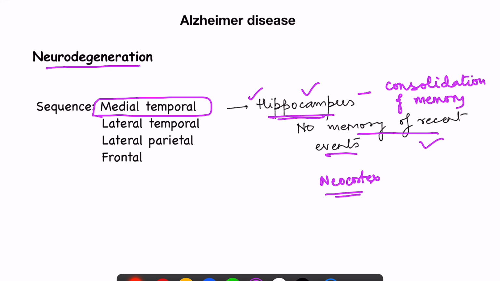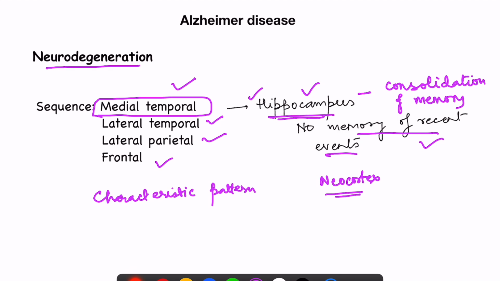Initially, the temporal lobe, in fact the medial region of the temporal lobe, is affected. Then the lateral temporal regions are affected, then the lateral parietal regions, and then the frontal regions. Because the degeneration is happening in a particular sequence, the clinical features also form a characteristic pattern. First is loss of memory of recent events.